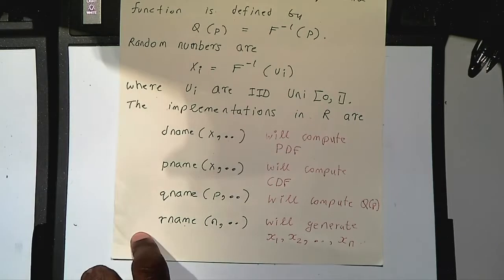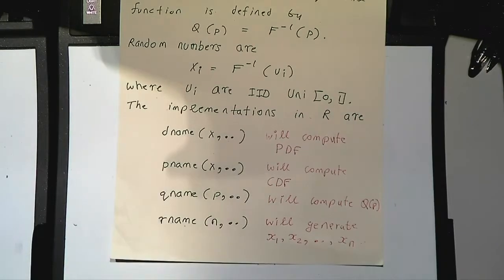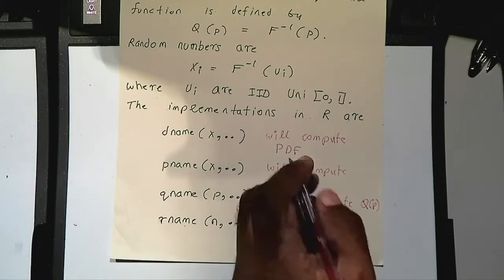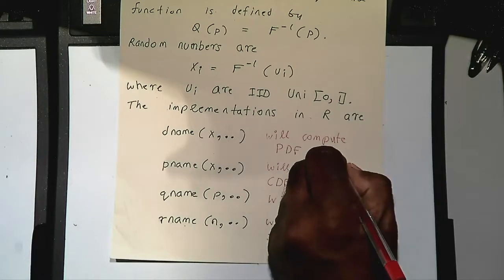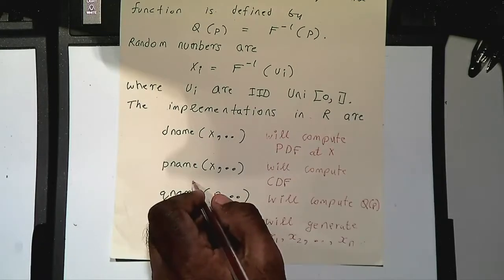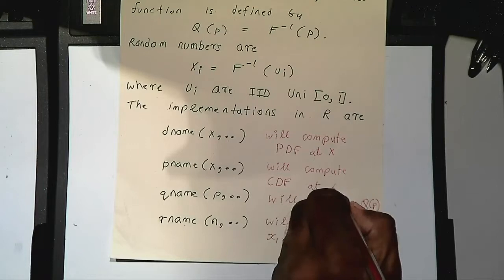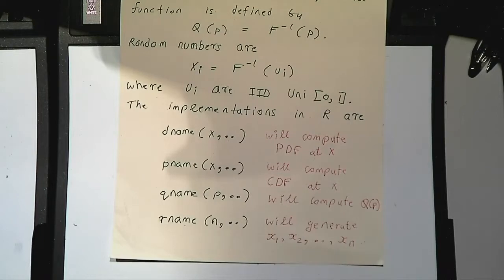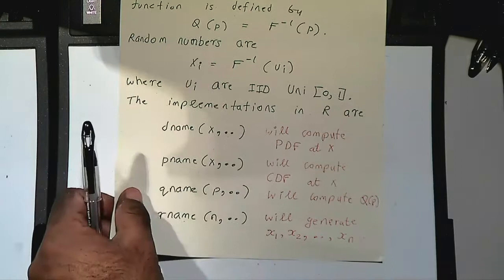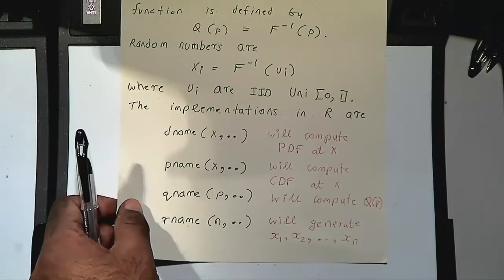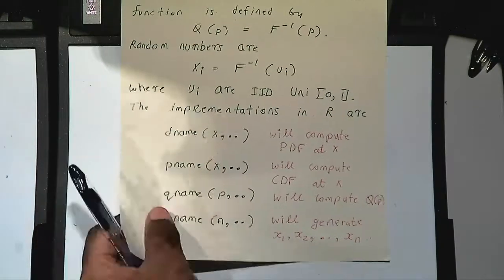So these 4 commands in R, the first command will compute the PDF at x. And the second command will compute the CDF at x. And the third command, q-name, will compute the quantile at p, and the fourth command, r-name, will compute the random numbers x1 to xn, right? n is the sample size, right? And you will learn more about this next week when you come to the lab sessions, right?